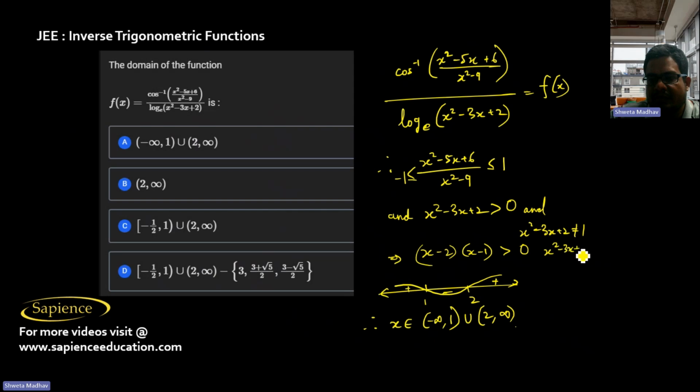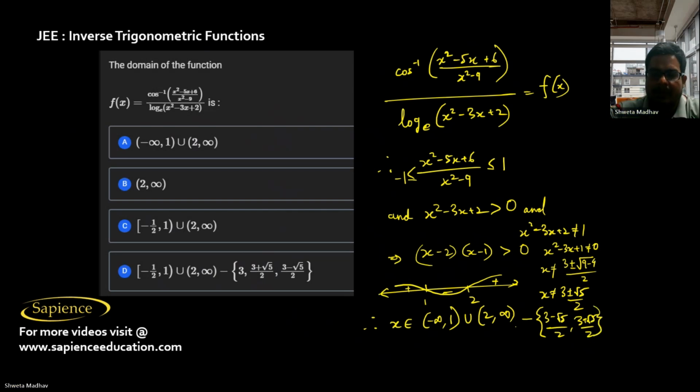And here x square minus 3x plus 1 should not be equal to 0. That means x should not be equal to minus b plus or minus square root of b square minus 4ac by 2a. So x should not be equal to 3 plus or minus root 5 by 2. These two values, 3 minus root 5 by 2 and 3 plus root 5 by 2, I have to exclude. And then we have to take the intersection of these two solution sets.